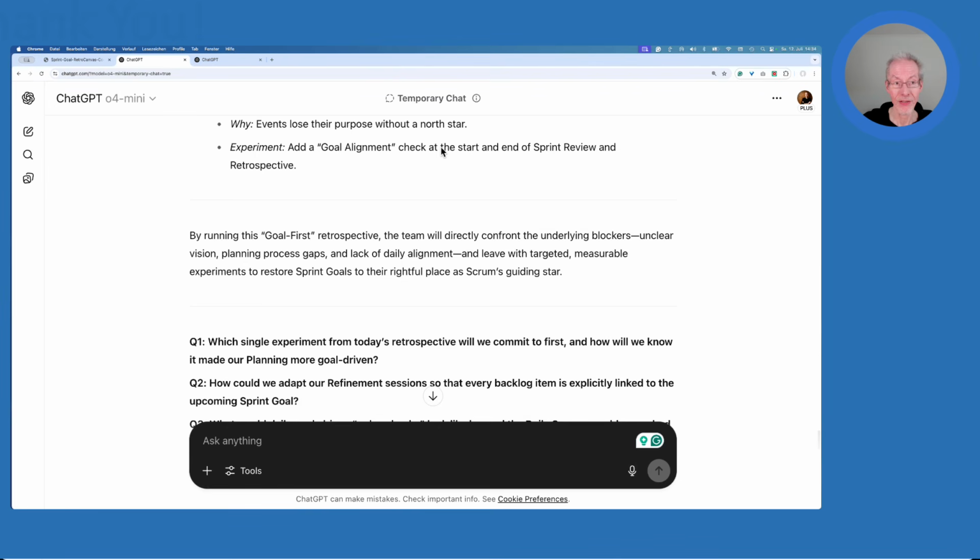And by the way, the exercise here is part of the classic advanced Scrum Master class when we talk about the importance of sprint goals. It's real data, so to speak.